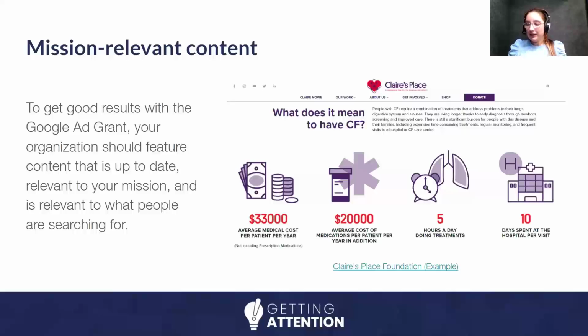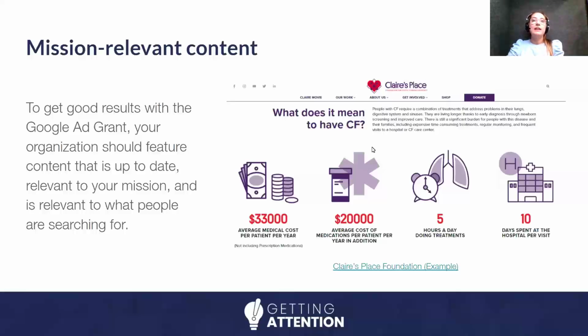And there is some good news in this, which is that you don't have to have the most perfect website on the whole planet in order to get started with the ad grant, to begin running ads. Honestly, having at least a handful of pages that probably already exist on your site is going to be enough. But I've pulled an example here from one of our clients, which is Claire's Place Foundation. They do both some patient support, but mostly research to end cystic fibrosis.